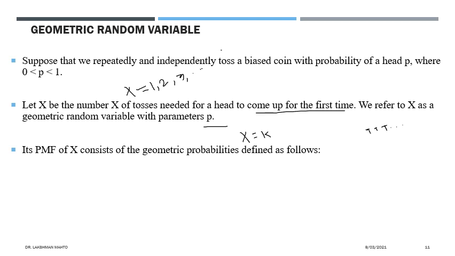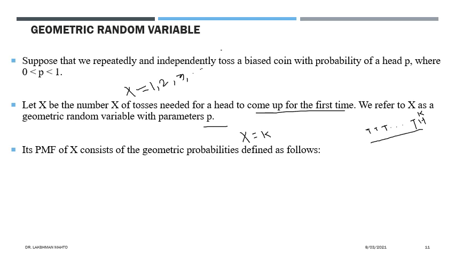So x is observing one value k. It means at exactly the kth place we have observed head, and up to the k minus 1 place we have only observed tails. Finding the probability of x equal to k is equivalent to finding the probability of this outcome. Getting tail in the first trial is independent of getting tail in the second trial. Likewise, each entry of this outcome is independent of the others.